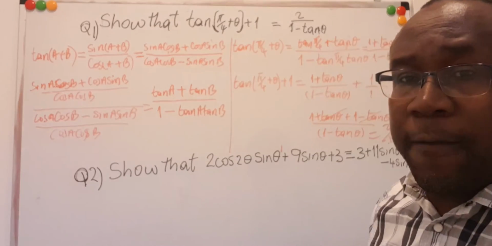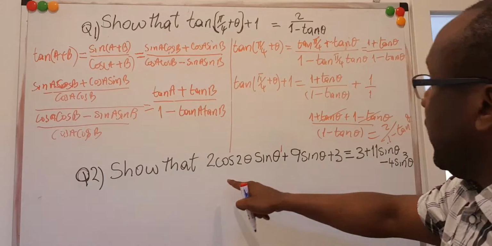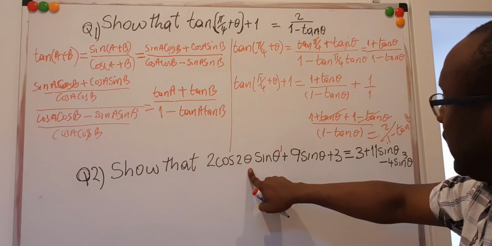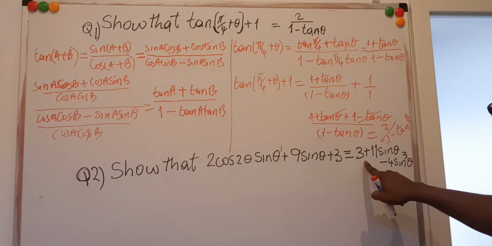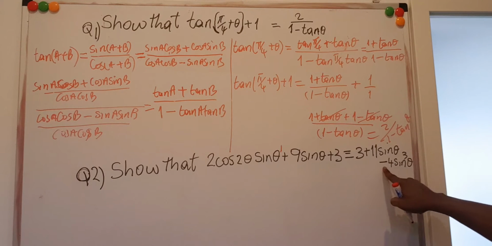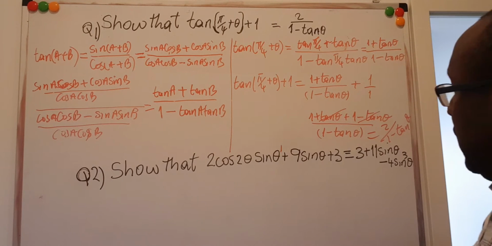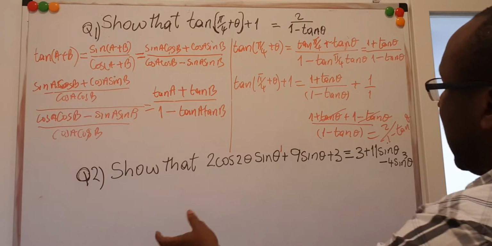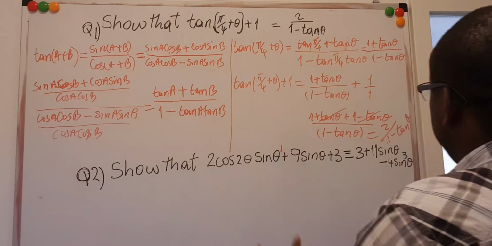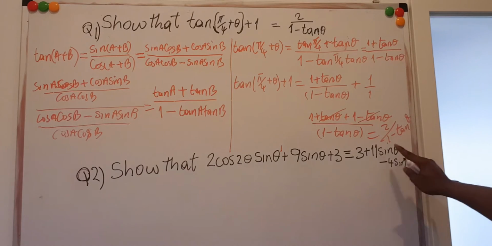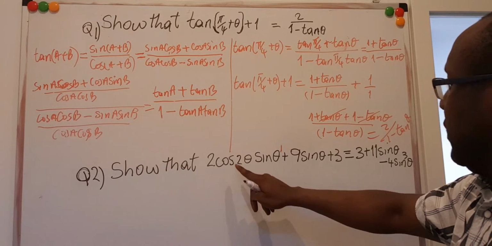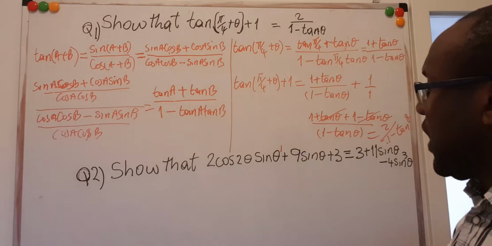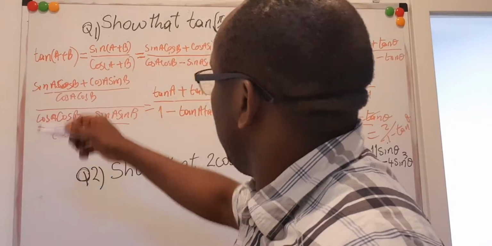For the second part, it says, show that 2 cosine of 2 theta sine theta plus 9 sine theta plus 3 is identical to 3 plus 11 sine theta minus 4 sine cube theta. If I look at my left hand side, I see that there's a cos term here. If I look at the right hand side, there's no cosine term here. So I think one of the key things to do is, how do I do away with a cosine and bring something in terms of sine?